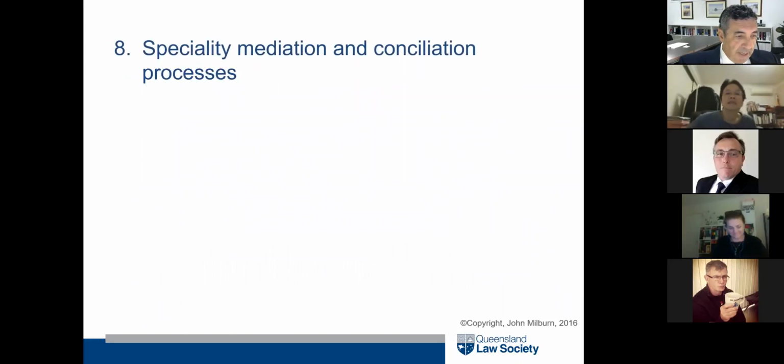And some specialty mediation conciliation. Number 1 is QCAT hybrid hearings. In a hybrid hearing, the tribunal hears a matter and makes a decision. The tribunal member writes the decision on a piece of paper with some degree of ceremony, folds that piece of paper, puts it in an envelope, seals the envelope, hands it to the hearing support officer, and then embarks on a mediation with the parties.